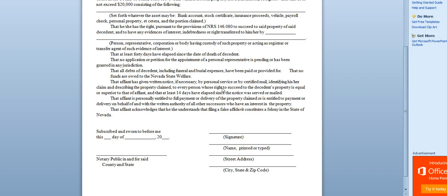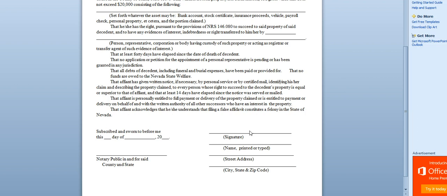So the form is really supposed to be used by the person who has the right to get the property ahead of everybody else. So it'll usually be the surviving spouse, or if it's a child. But I'll sometimes have one child collect the property on behalf of all the children and then share it with them. And then the affiant is personally entitled to full payment of the property on behalf of whoever the interest is, and understands that the filing of a false affidavit constitutes a felony in the state of Nevada.